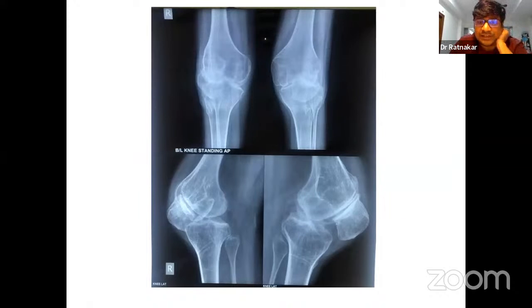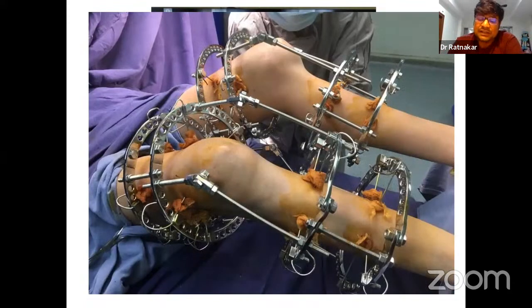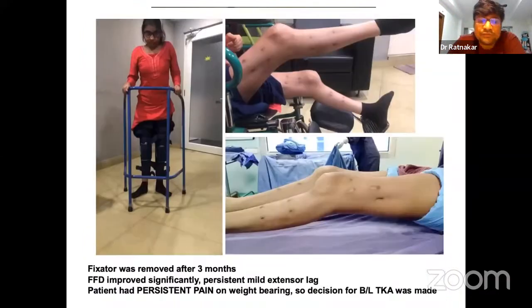This is an X-ray showing a severe flexion contracture. She had almost 45 degrees on the right side and 50 degrees on the left side, with further restriction in flexion also. So we did preoperative correction of the flexion contracture by applying Ilizarov rings on both sides. With gradual distraction over 6 to 8 weeks, we got the flexion contracture corrected. We took off the fixator after 3 months. After removal, some extension lag was there, for which we gave a long knee brace. In spite of this, the patient had persistent pain on weight bearing.